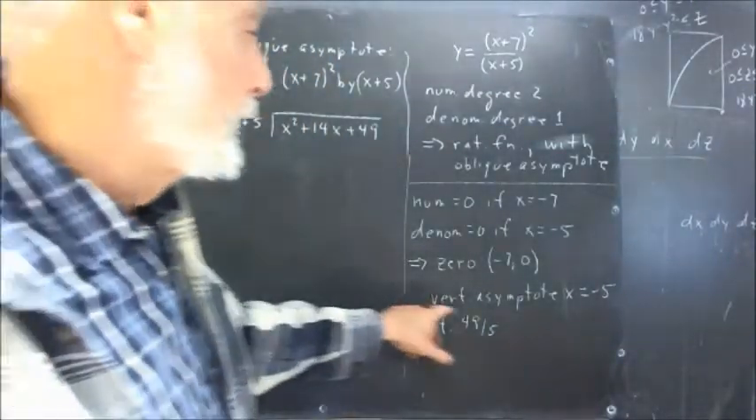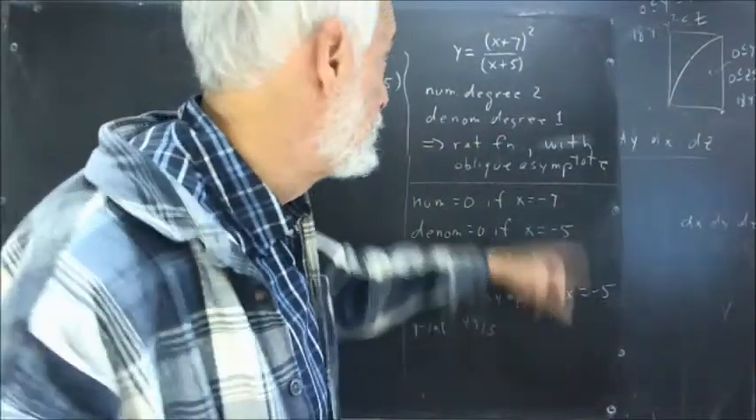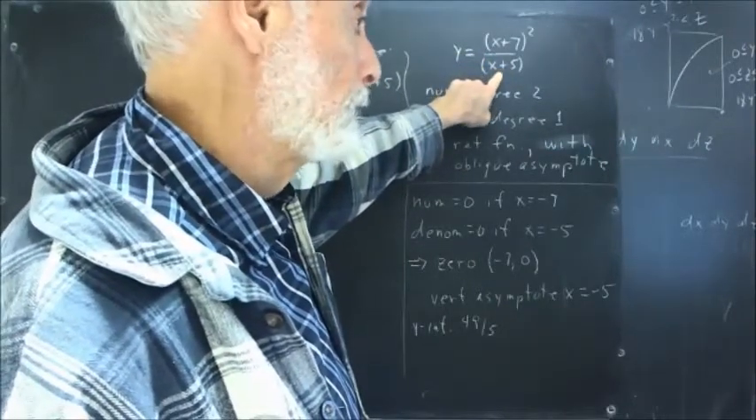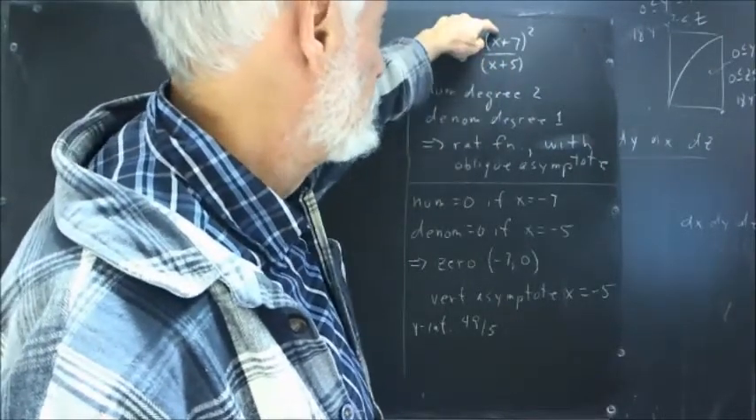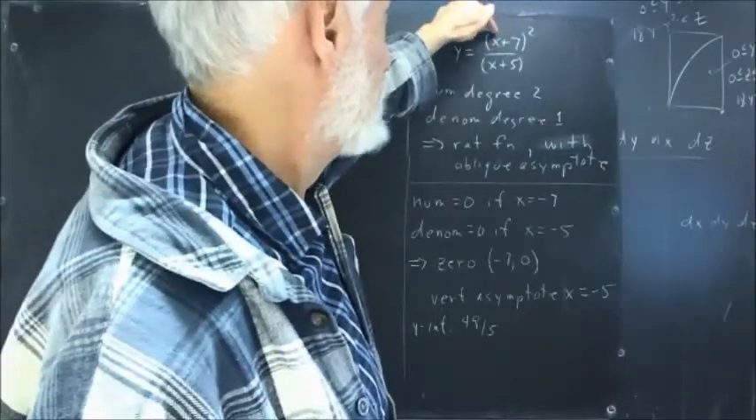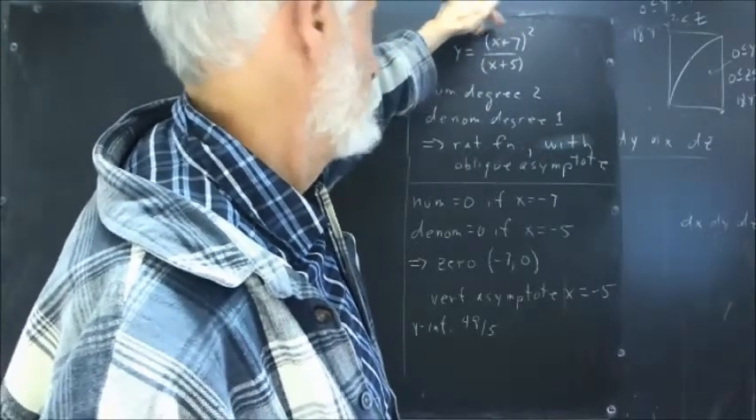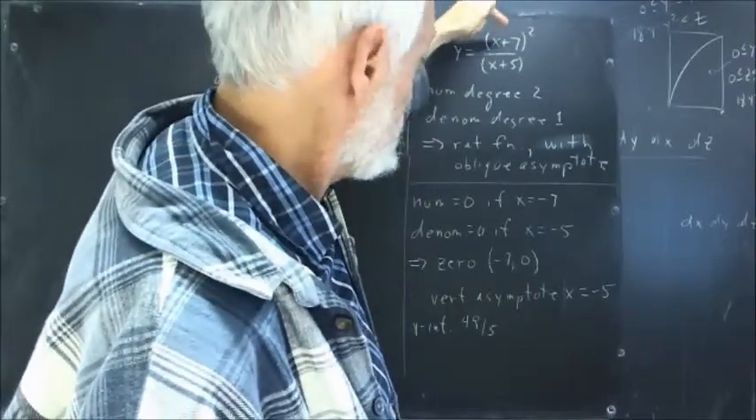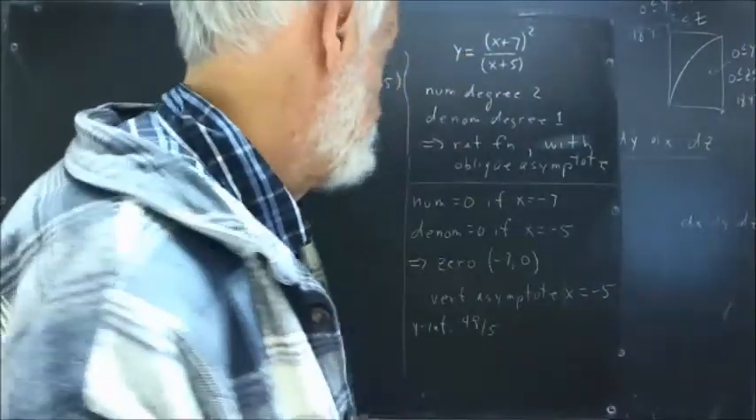We have a vertical asymptote at x equals negative 5 because as we approach x equals negative 5, the denominator approaches 0. The numerator stays close to 4 because if x is negative 5, you get negative 5 plus 7 is 2. Square that, you get 4. So you're dividing a number near 4 by a number that approaches 0.